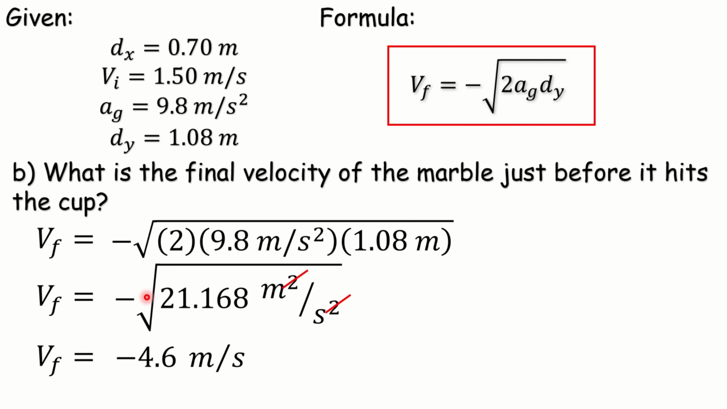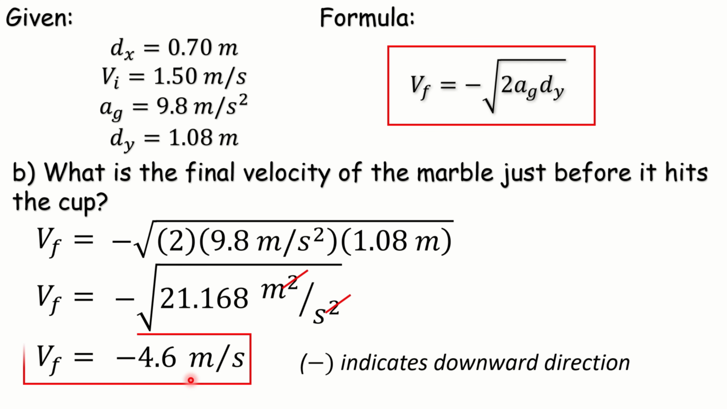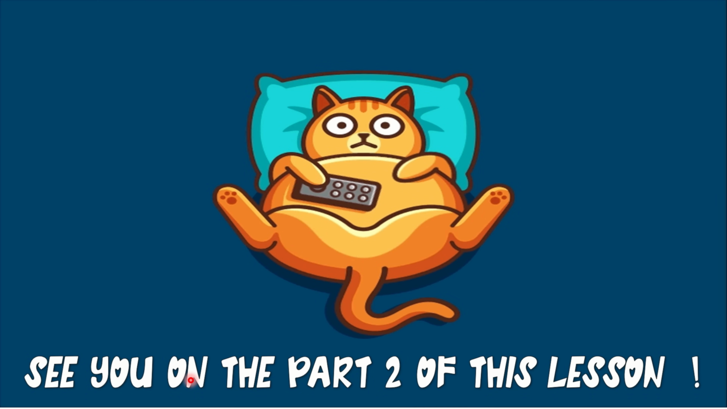Let's not forget that we have here a negative sign. Take note, class, that the negative sign indicates downward direction. Therefore, we can say that the final velocity of the marble just before it hits the cup is 4.6 meters per second downward, or negative 4.6 meters per second. And that is our final answer. And that is how you are going to solve that problem. And that's it for our lesson for today.